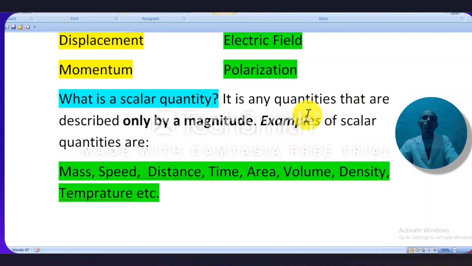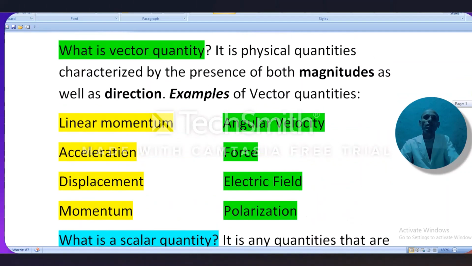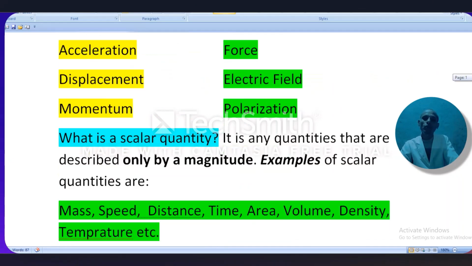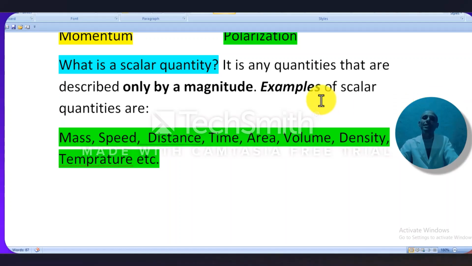In general, today we're discussing some physical quantities. These physical quantities divide into two subcategories: vector quantity and scalar quantity. What is a scalar quantity? What is a vector quantity? Clearly, we tried to explain one by one. Vector quantity means a physical quantity characterized by the presence of both magnitude as well as direction. Scalar quantity is any quantity that is described by magnitude only.